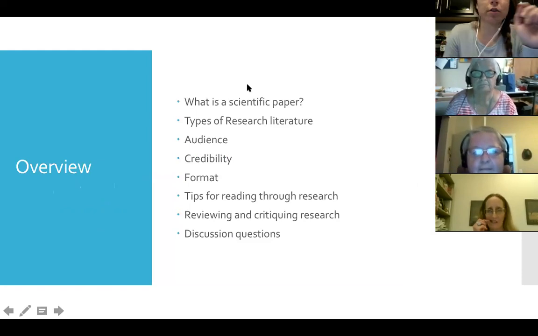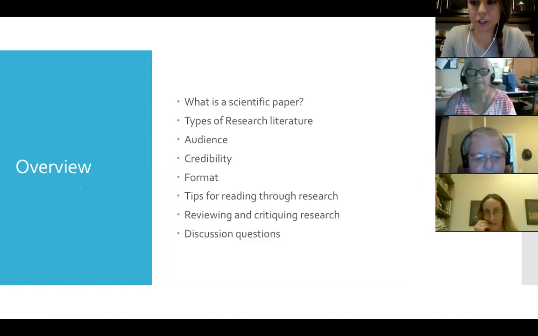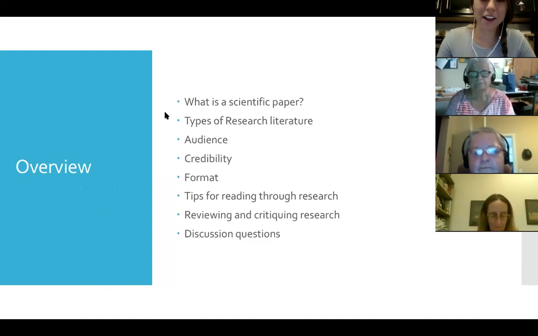So just an overview of today's Learning Lab. We'll go through what a scientific paper is, as well as the different types of research literature. And I believe some of you back at the very beginning of when I started in August joined the poster presentation Learning Lab. That definitely falls into types of research literature, which we'll get into today. But if you haven't seen that Learning Lab yet, go back and look for it. And if you don't know where it's at, let me know and I'll send it to you.